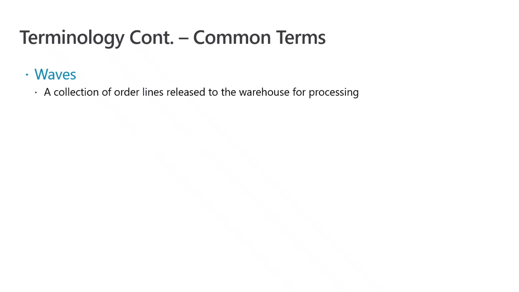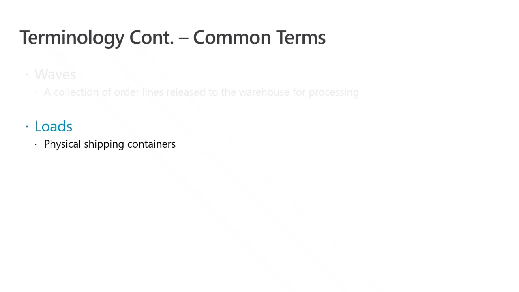So I'm going to continue with some terminology and some common terms that you will hear when working with warehouse management. So the first one of those is waves. You may also hear the term in the singular as wave or waving or wave processing. All of those are just referring to a collection of order lines that are released to the warehouse at the same time for processing. So that is what we consider a wave.